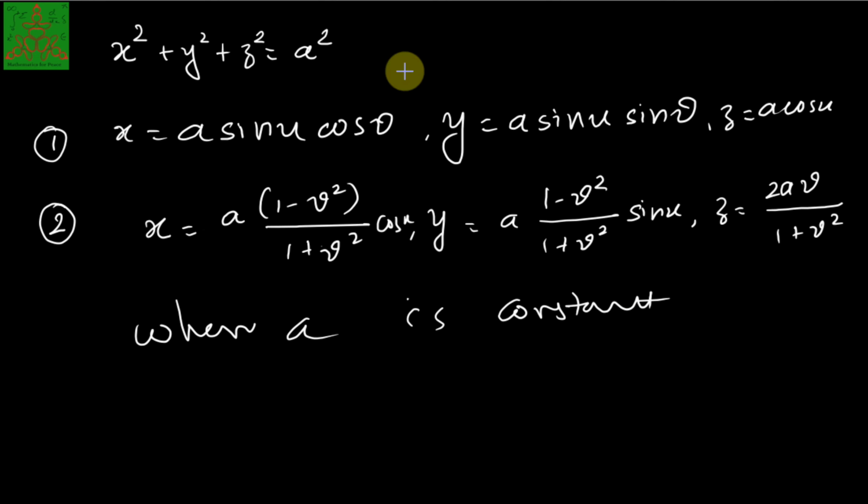So the conclusion we can make is that the parametric equation of the surface is not unique. It is different with a different example.